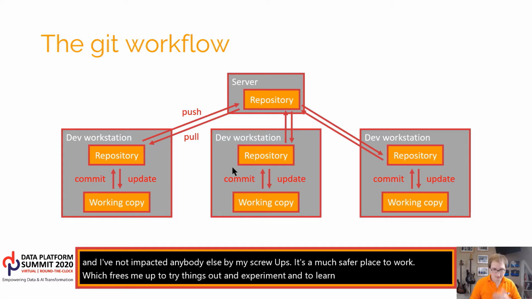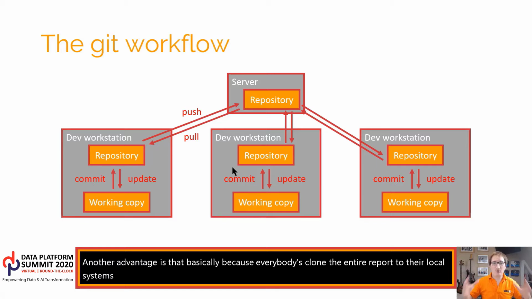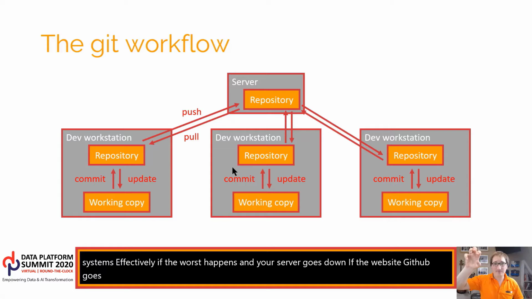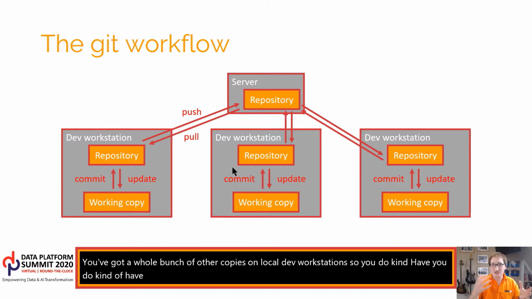Which is great. Another fun advantage is that basically, because everybody's cloned the entire repo to their local systems, effectively, if the worst happens and your server goes down, if the website, GitHub, goes down, you've got a whole bunch of other copies on local dev workstations. So you do kind of have an unofficial additional recovery strategy available to you there.